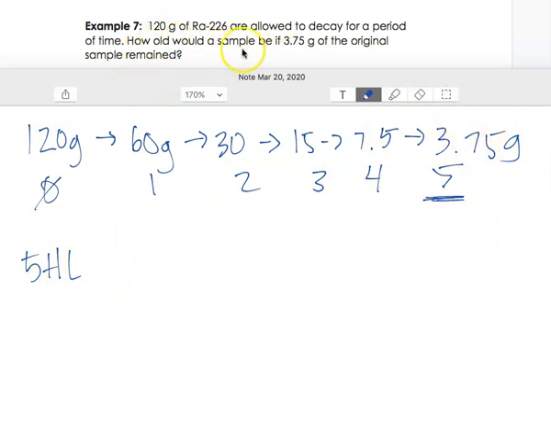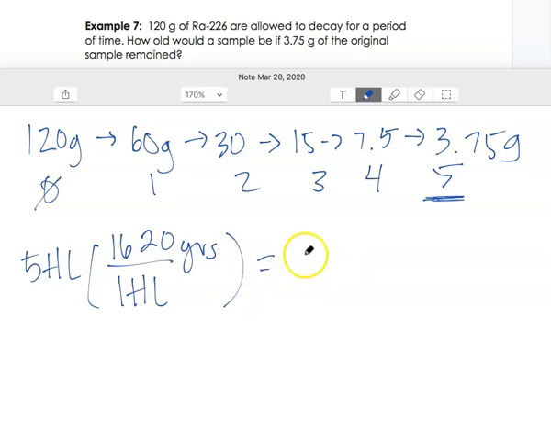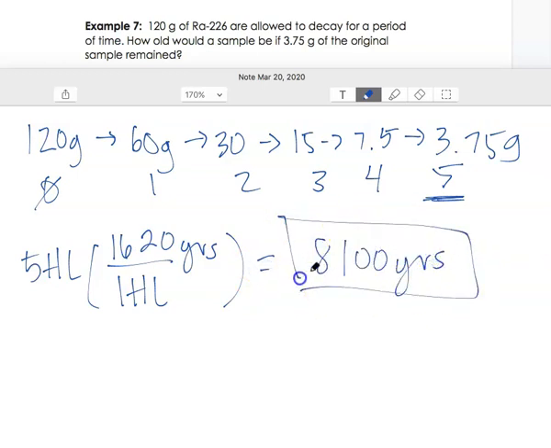But the question is saying how old would the sample be? So we want to convert half-life into time. And if you look at the previous example, one half-life is equivalent to 1,620 years. And when you do the math, you get this many years. So that's how much that would be the age of the sample that we initially had in the first place.